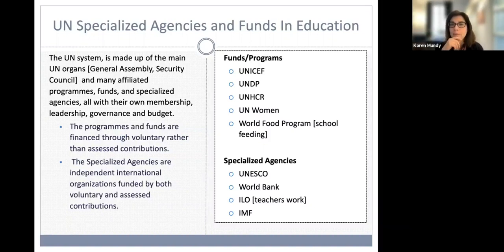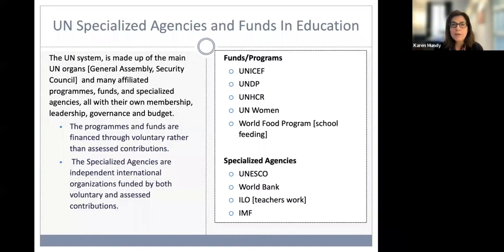The UNHCR, which is devoted to education for refugees and involuntary migrants. UN Women, a newer organization which has an education footprint because it focuses on the rights of women to education. And you might not know this, but the World Food Program actually is one of the biggest funders of education through its school feeding programs.